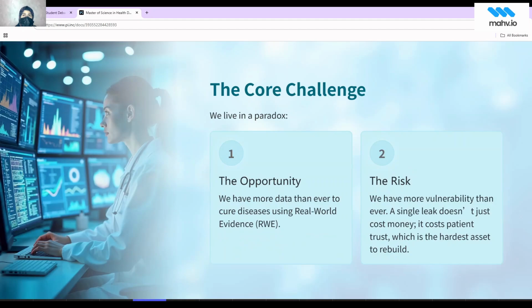So we live in a paradox, and what are the challenges that we are facing about the opportunity? We have more data than ever to cure disease using real world evidence, and the risk is that we have more weakness, that is vulnerability, than ever. A single leak does not just cost money, it affects patient trust. That is a very important thing, which is the hardest asset to rebuild.